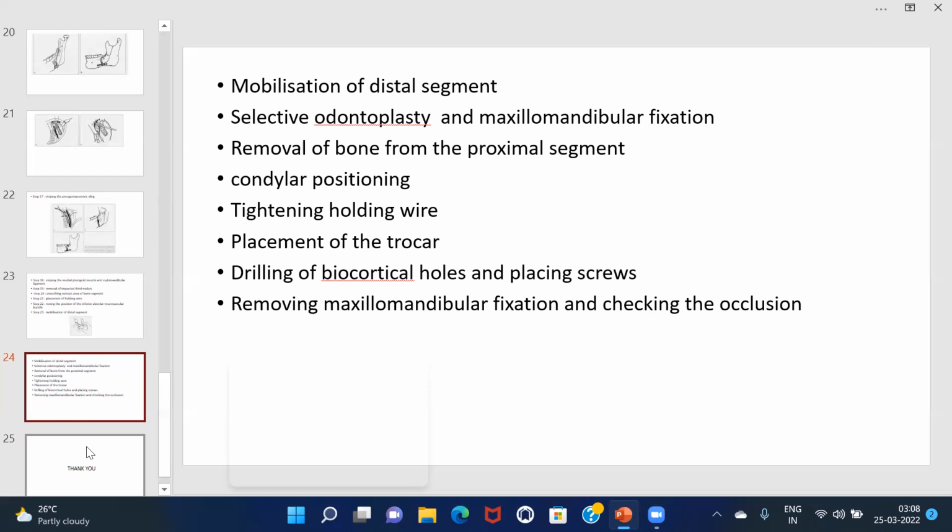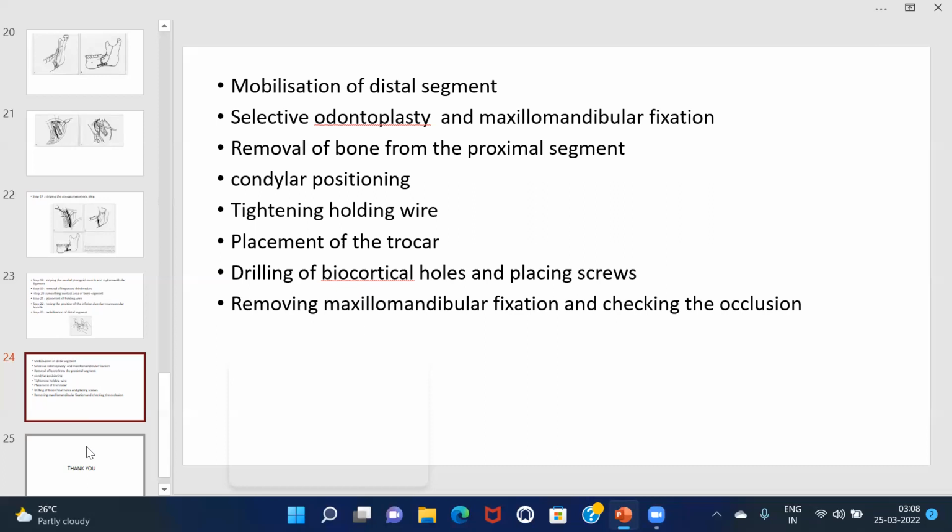Now, step 30, drilling bicortical holes and placing the screws. Step 31, removing the maxillomandibular fixation and checking the occlusion. The occlusion should not be checked immediately after removal of the fixation wire. Open and close the mandible gently. Translate it left and right. Then wait a minute and, with light digital pressure under the chin, close the mandible and assess the occlusion.